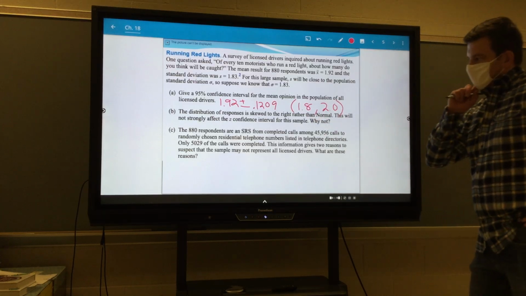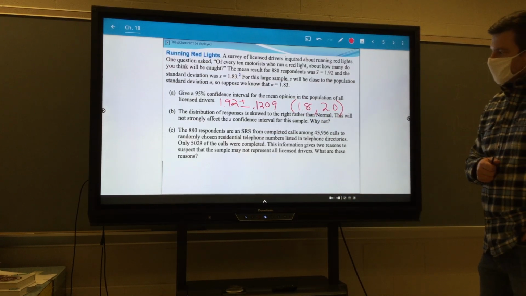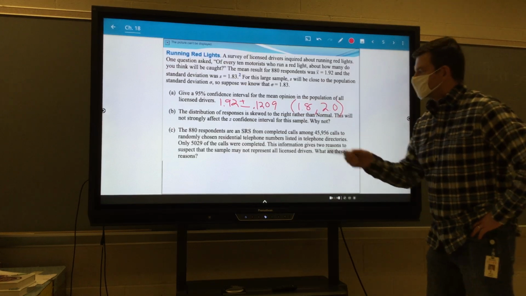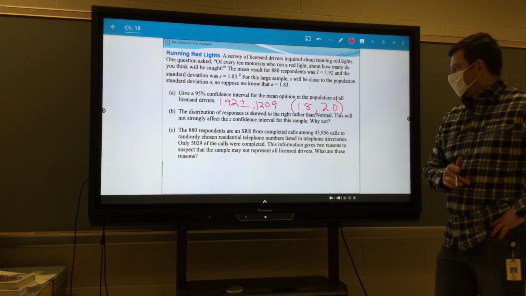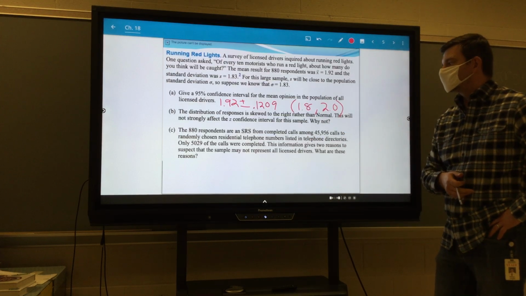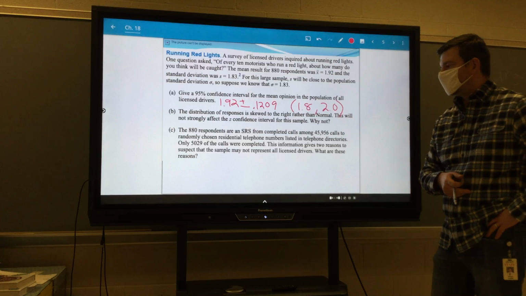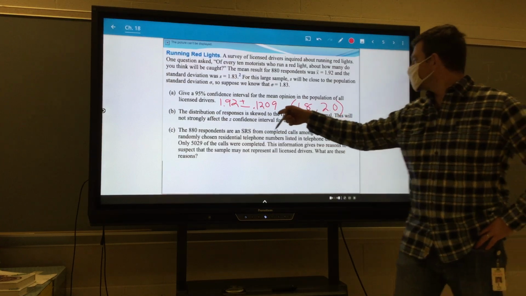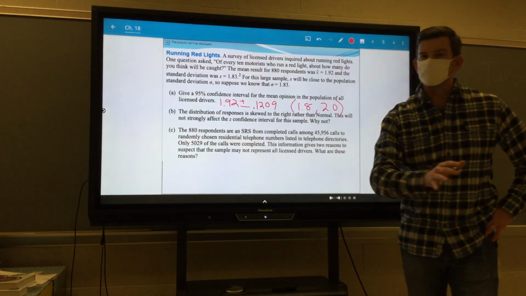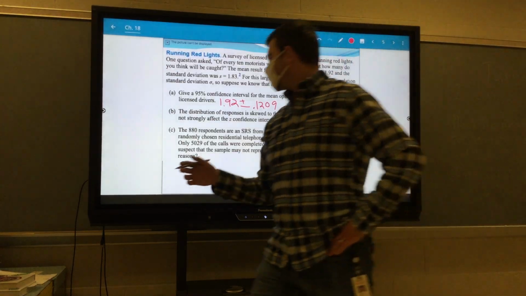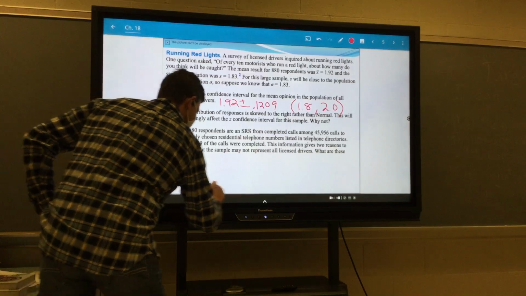Now let's think back for a second here. Letter B says the distribution of responses is skewed to the right rather than normal. This will not strongly affect the Z confidence interval for this sample. Why not? Well, let's talk about this first part here. The distribution for the population is not normal. Instead, it's skewed right. So something like this.